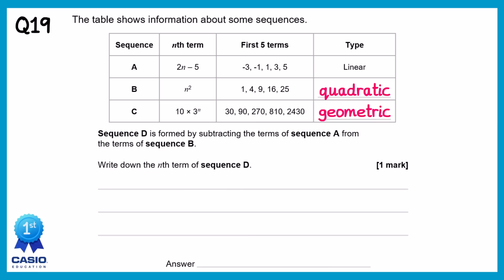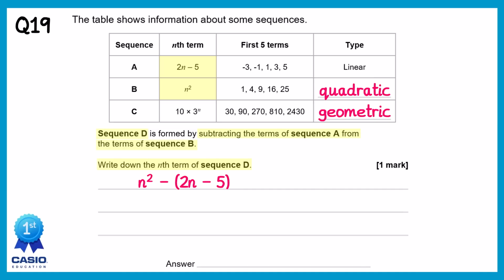In the second part of this question, we're told about sequence D, which is formed by subtracting the terms of sequence A from the terms of sequence B. We need to find the nth term of sequence D. To do this, we'll take the nth term of sequence B, so n squared, and then we'll subtract from this the nth term of sequence A, so 2n subtract 5. So we need to do n squared subtract 2n subtract 5. Now it's really important that you put this second nth term in brackets because we're subtracting that whole thing.